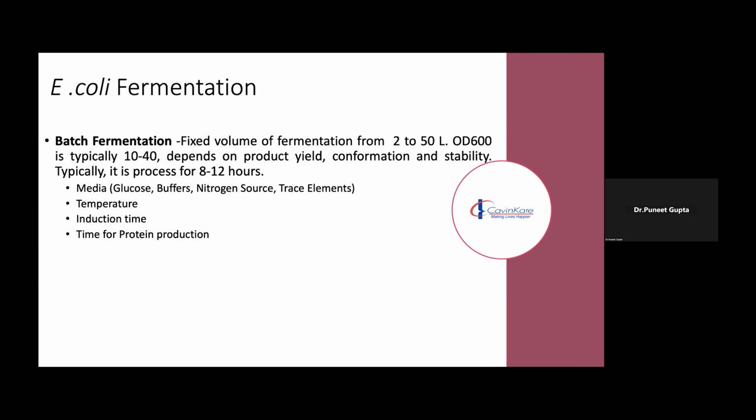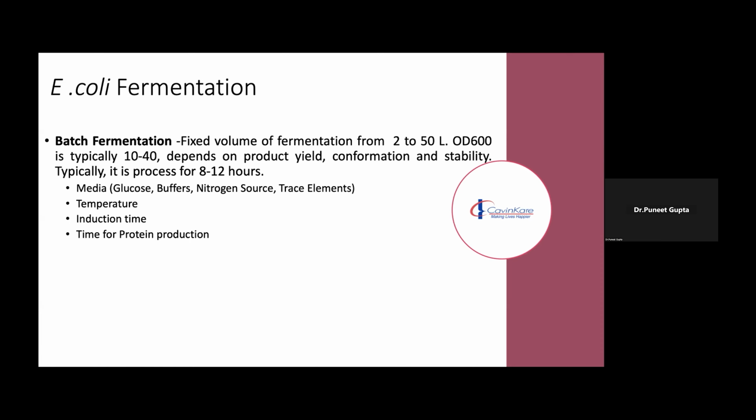So when we work on E. coli, to scale up, we need to do a fermentation, and fermentation is carried out for different molecules based on your requirement, from 2 liters to 50 liters at pilot scale. At industrial scale, it is again going to be at a higher scale. But when typically OD is 10 to 40, and based on the product yield and conformation and stability, the process is batch fermentation, which is going to complete in 8 to 12 hours.